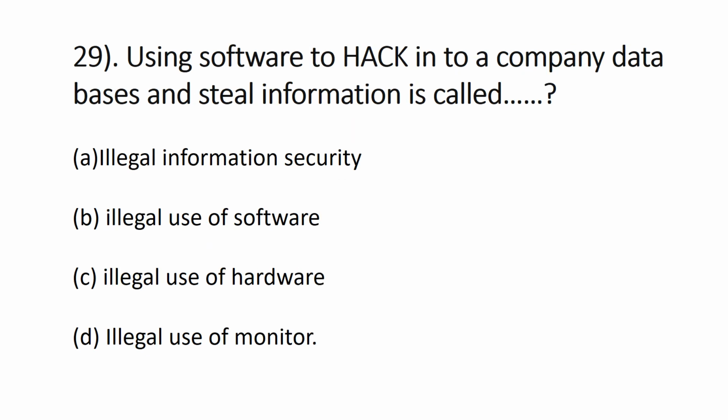Question number 29. Using software to hack into a company database and steal information is called A. Illegal information security, B. Illegal use of software, C. Illegal use of hardware, D. Illegal use of monitor. The correct answer is B, illegal use of software. Okay, the person is not authorized to use the software and uses illegal software to hack or steal the company data or information.